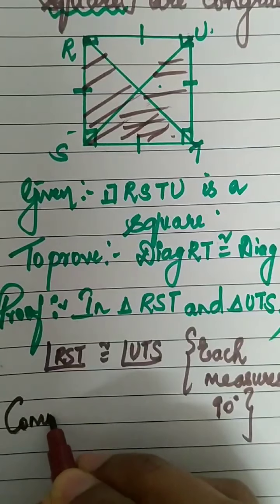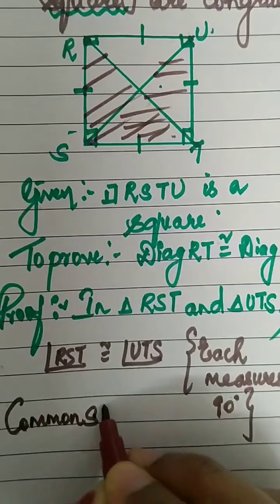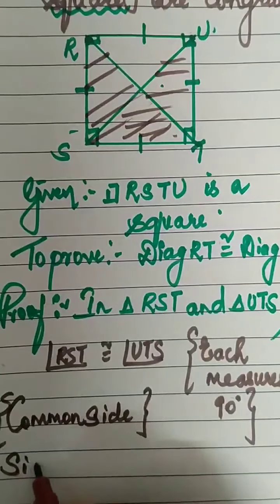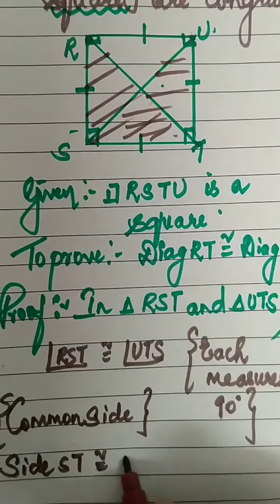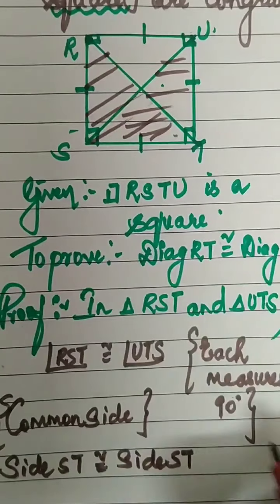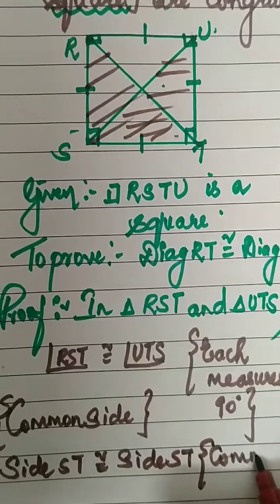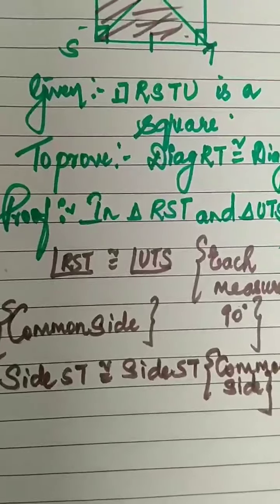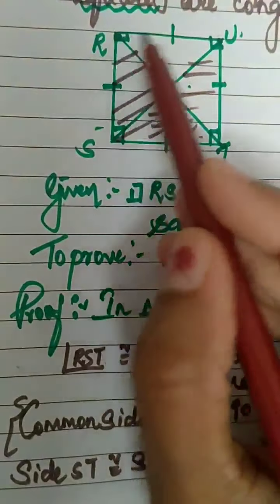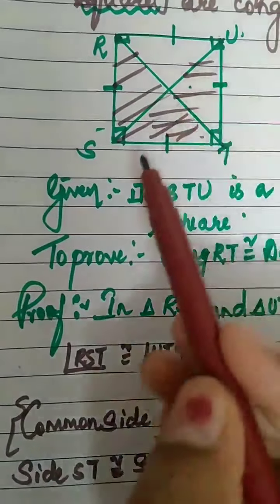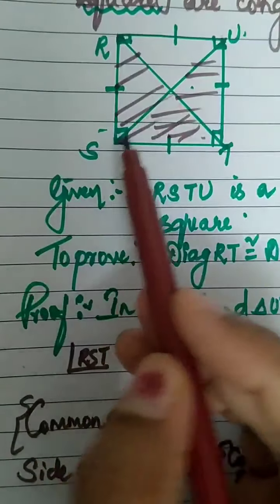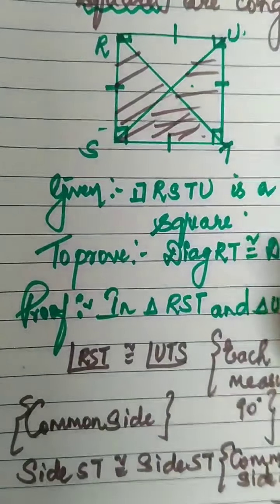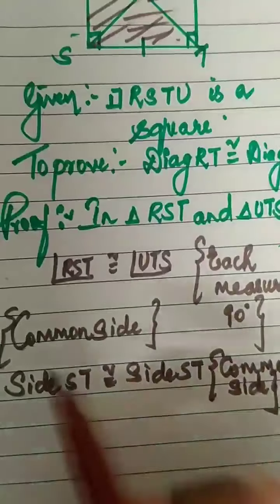So I'd like to write this next. You can write the step which came to your mind. Common side, reason I wrote first. Side ST congruent to side ST. Here we will write the reason neatly: common side. So 2 things we got. The third thing, yes, all the sides of a square are congruent. So we can easily write side RS congruent to side UT because all sides are congruent. So obviously RS and UT should be congruent. So very easily we got all the steps.